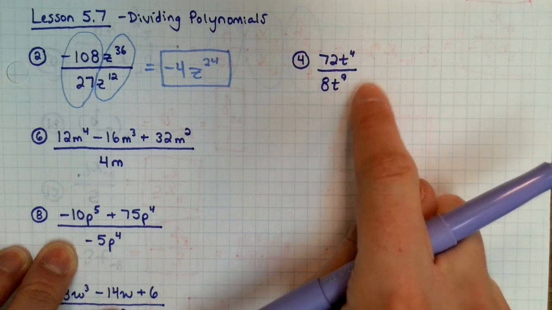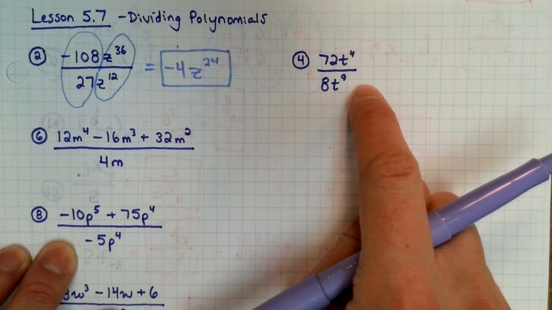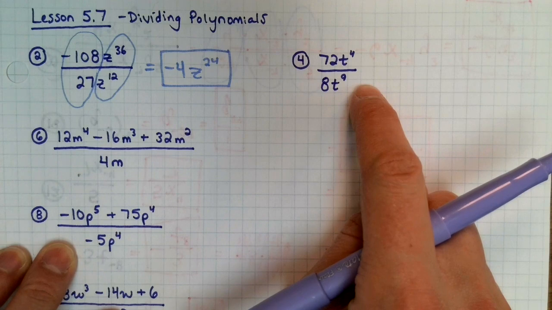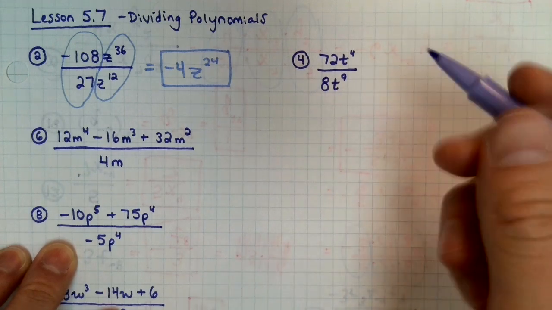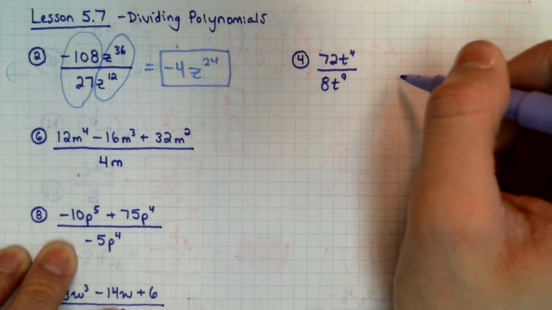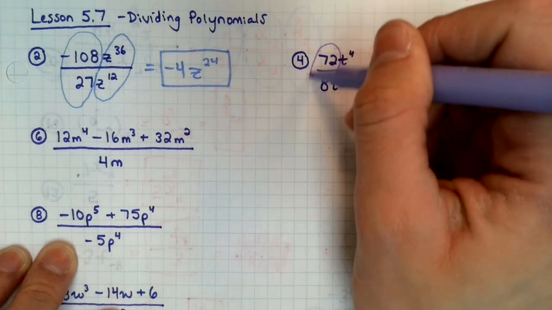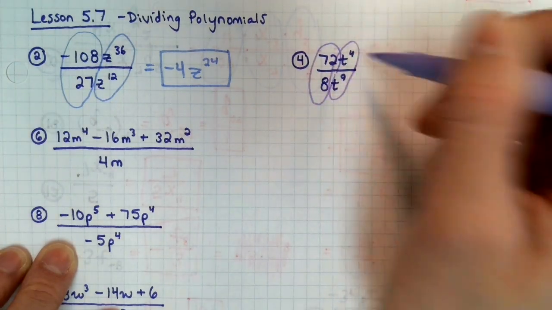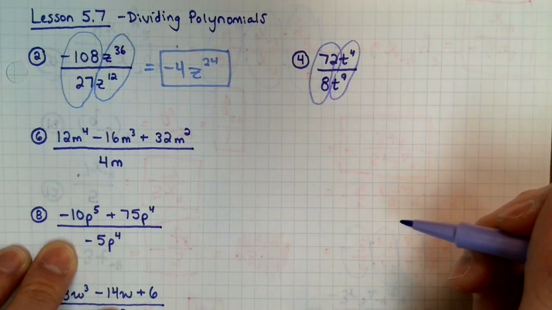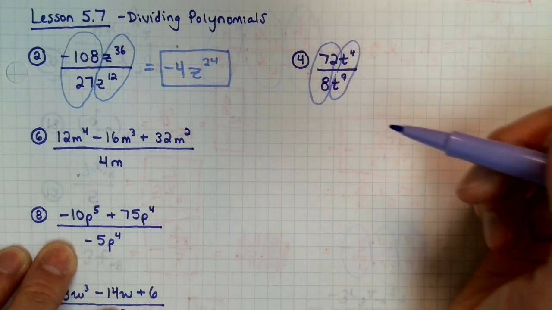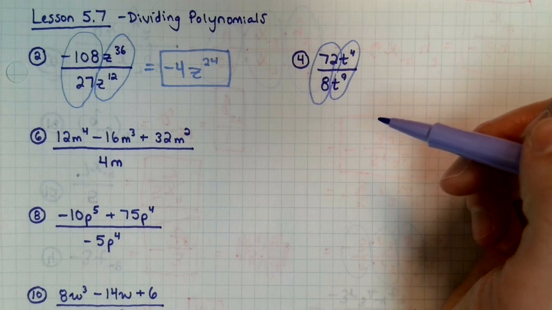The next example, number 4, is going to be the same idea. We have a monomial divided by a monomial. And we're going to basically group the like bases into individual quotients. So you could rewrite this out as 72 over 8 times t to the 4th over t to the 9th. Or again, you can do the process that I've done, which is just to circle the like bases. 72 divided by 8, that's going to end up being 9.